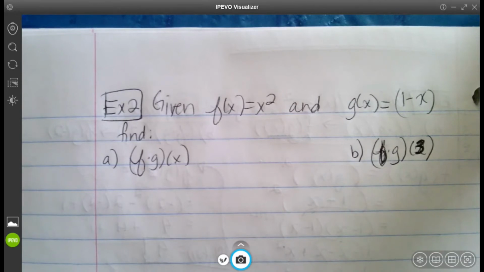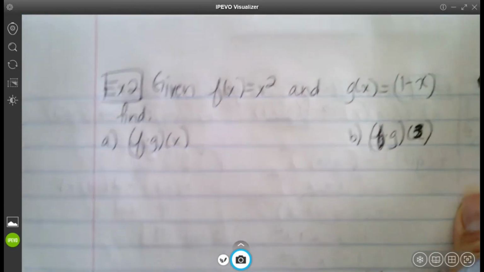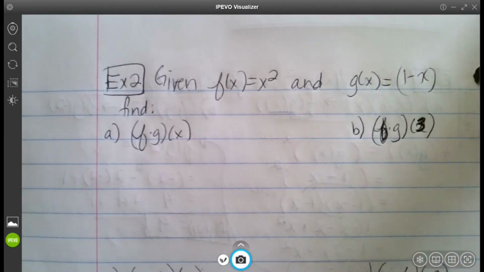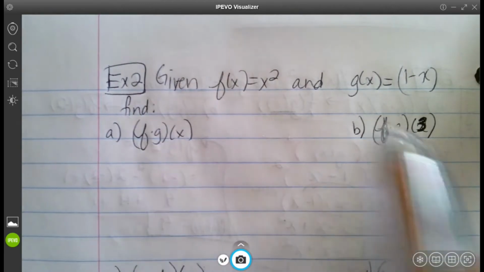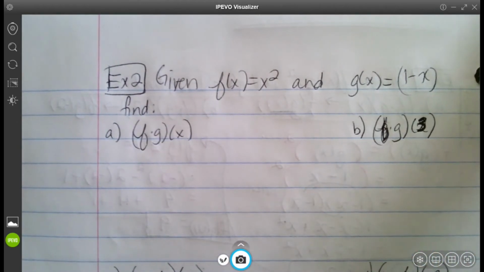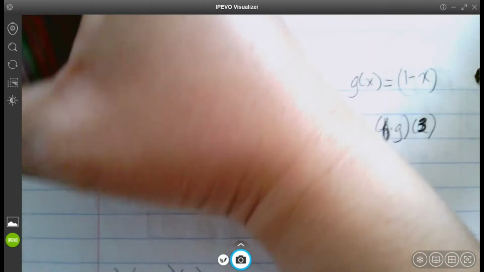All right, so we're going to go ahead and do another example here. We're given f of x is equal to x squared and g of x is equal to 1 minus x. Find f times g of x and then f times g of 3. So this right here would be your multiplication.